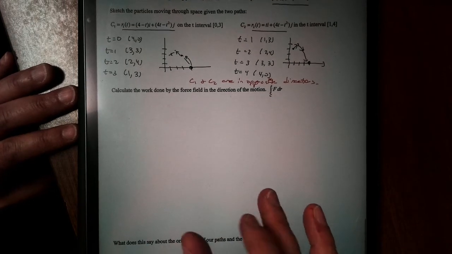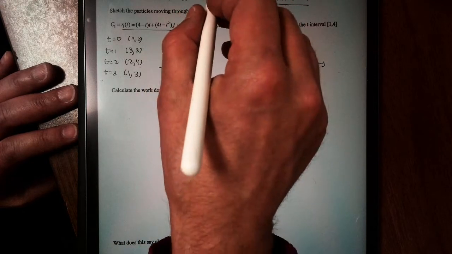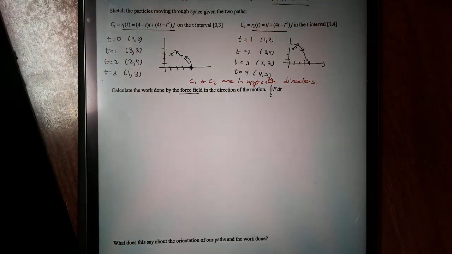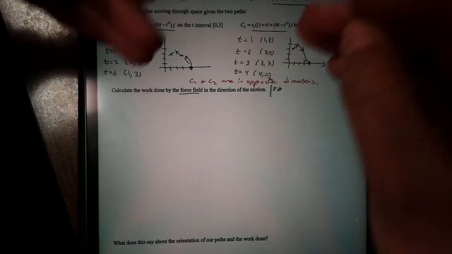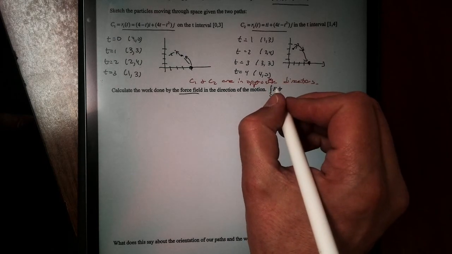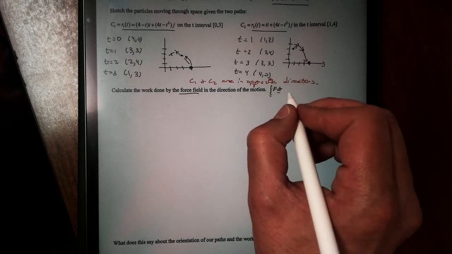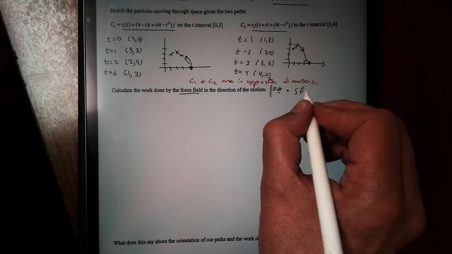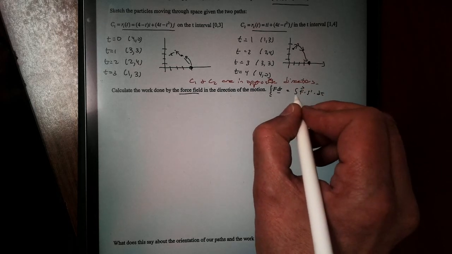So let's go and calculate the work done by our force field in the direction of motion. These are sometimes called force fields because we have a force applying on our vector field right here. So our rule here, F dot dr. Remember, we can't do dr, that's really hard. So we're going to use our other equation. What is that? F dot r prime dt. And we're going to use this, it's a little bit easier.